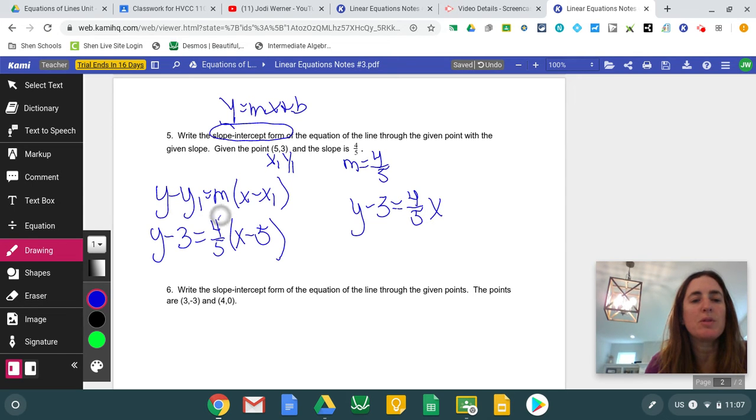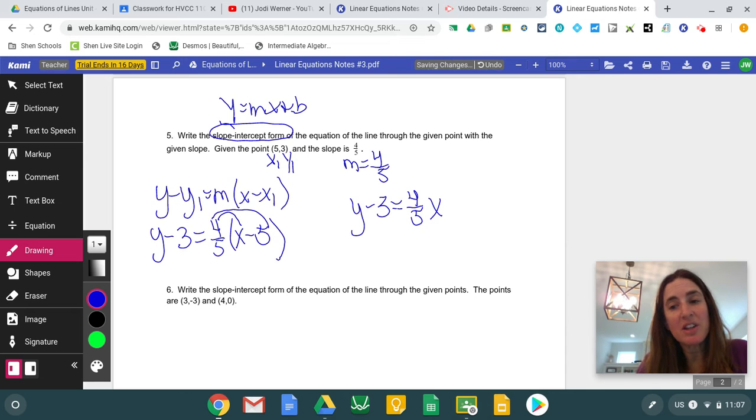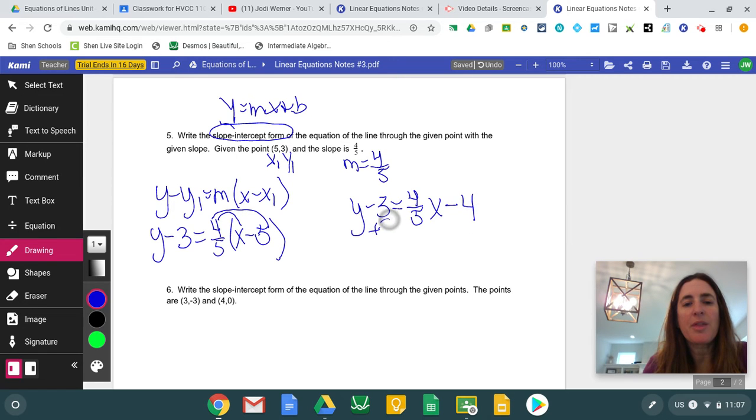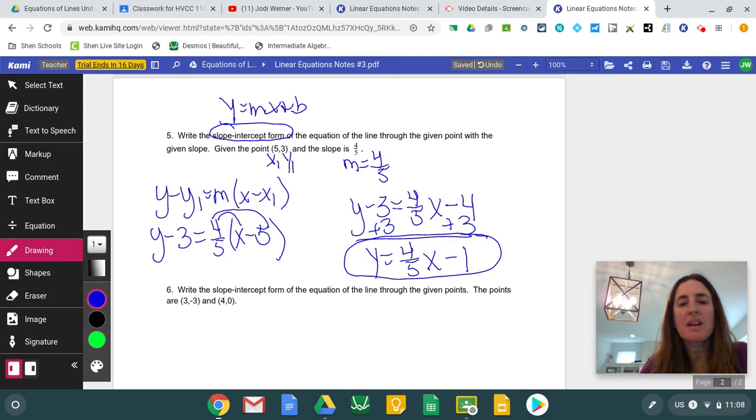I'm distributing this now. And when I distribute that fraction, you can either use your calculator, or you can think in your head, 4 times -5 is -20. And if I divide that by 5, it's really -4. I'm going to add 3 to the other side. So y equals 4/5 x minus 1. And sure enough, there's my answer. Y equals mx plus b, and that's my slope intercept form.